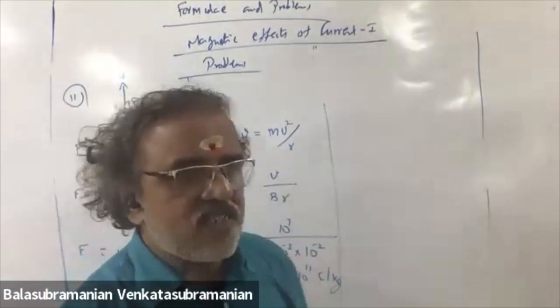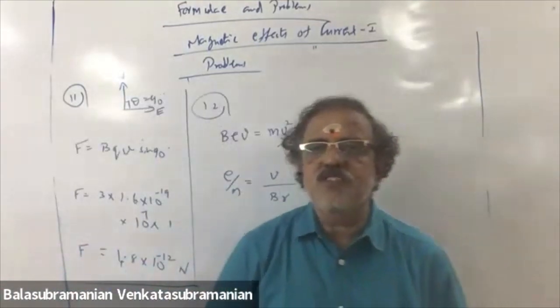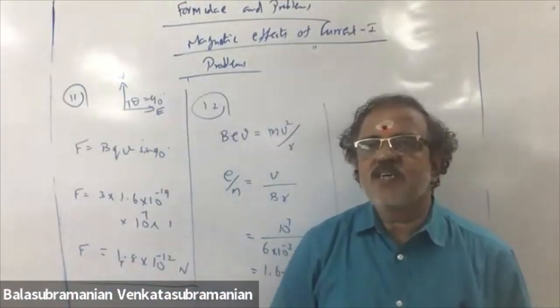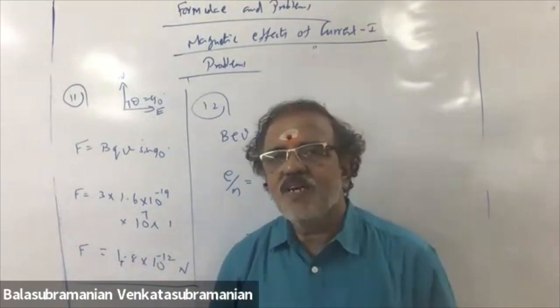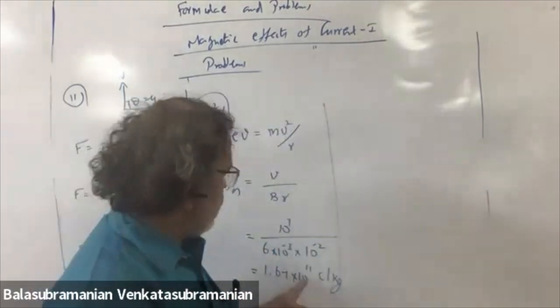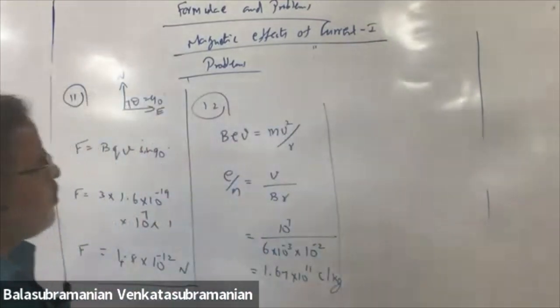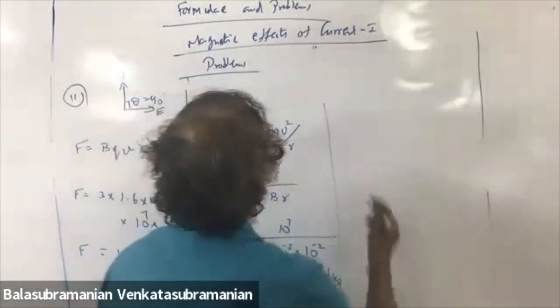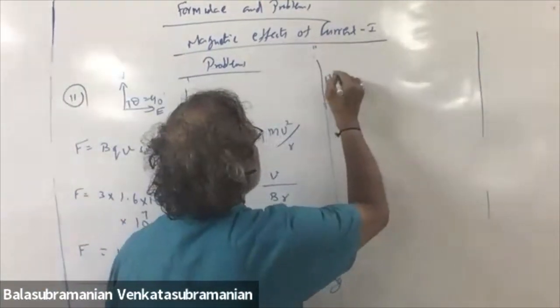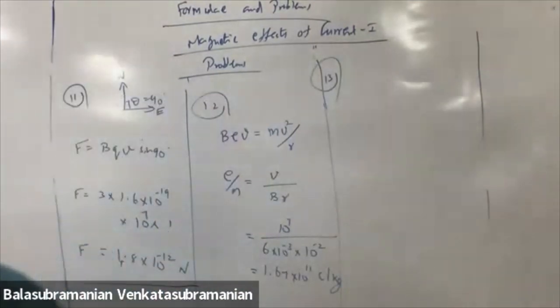Generally, the specific charge of an electron by Thomson's method, the final answer is 1.76 into 10 power 11 coulombs per kilogram. Here we are getting 1.67 for the given data. That's all. 13.